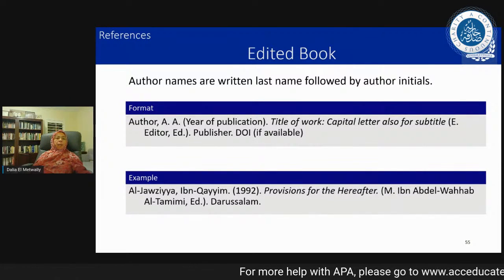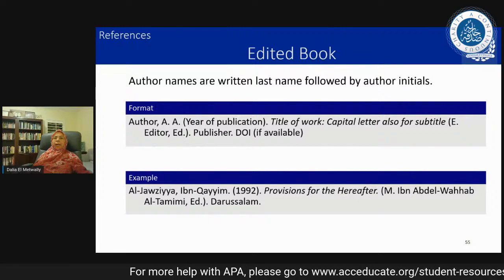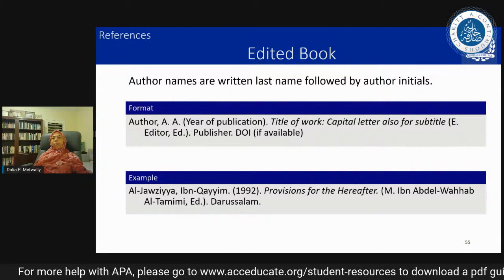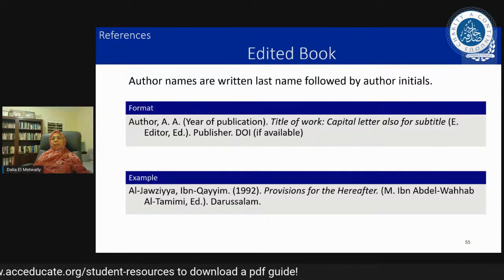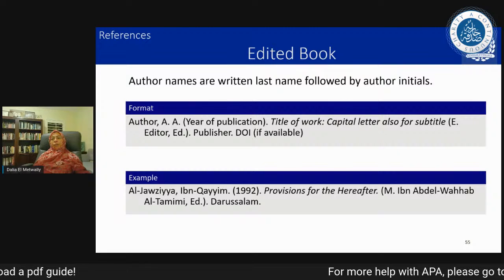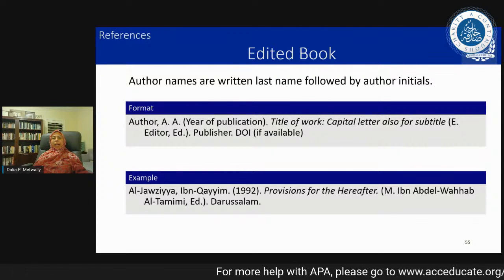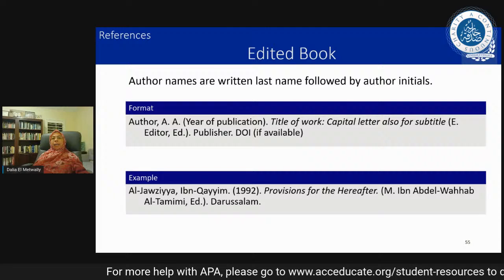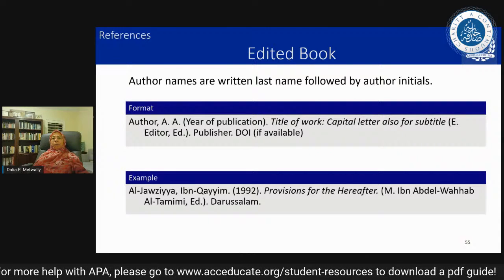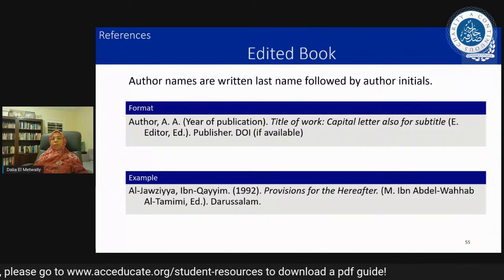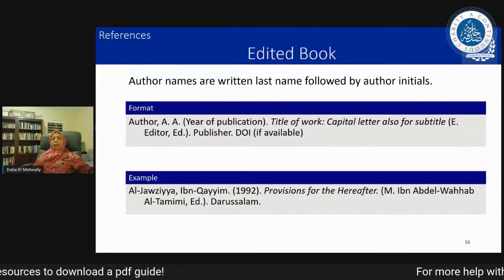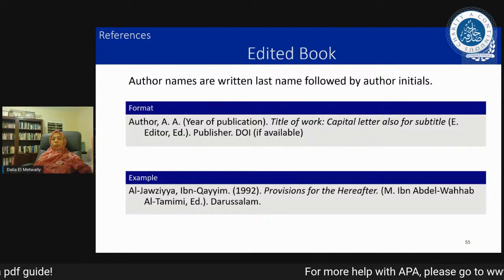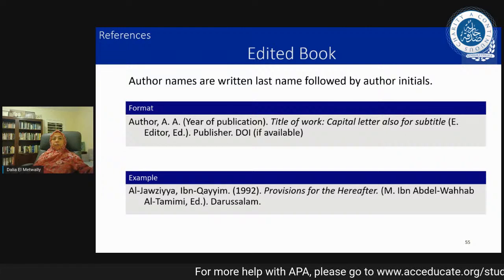Edited book. Author's names are written last name followed by author's initial, right? So again, you're going to have author's name, title of the work, and then when we come to editors, we're going to put the first name's initial, and then the full last name, and then we've got editor. But remember, the author himself or herself, their names are switched around. But in case of an editor or a translator, we do not switch it around.